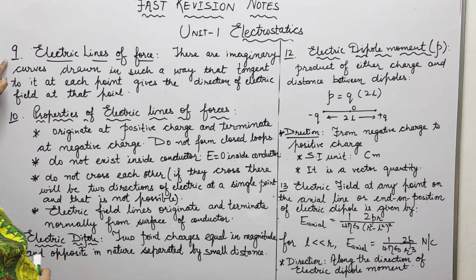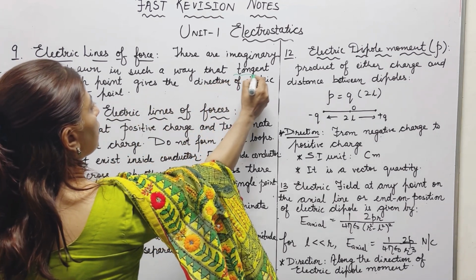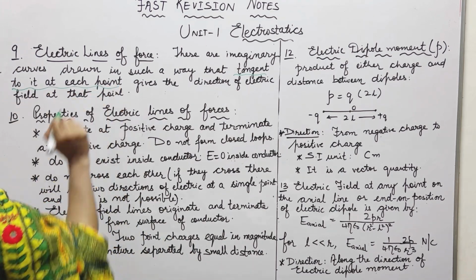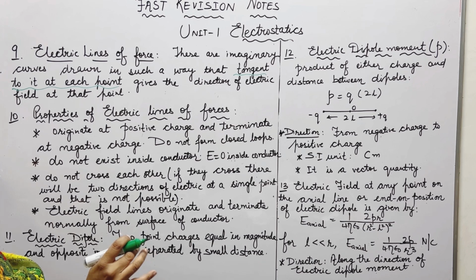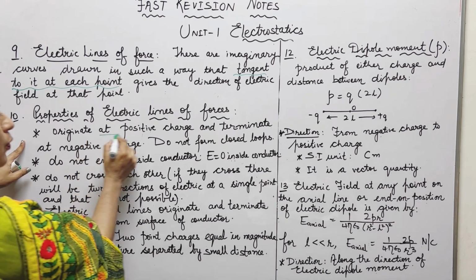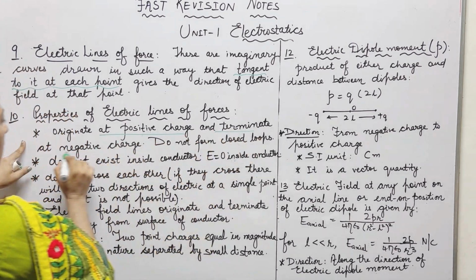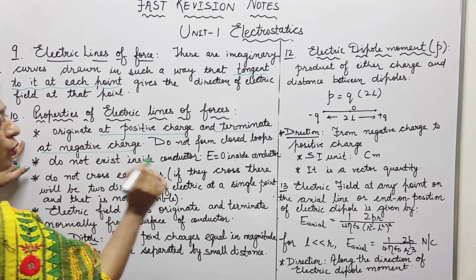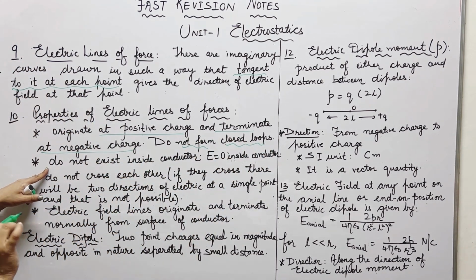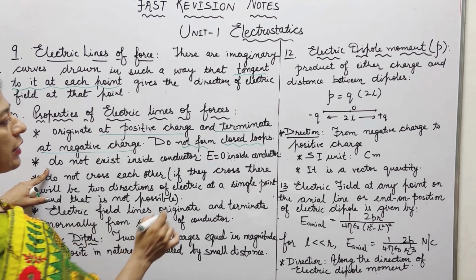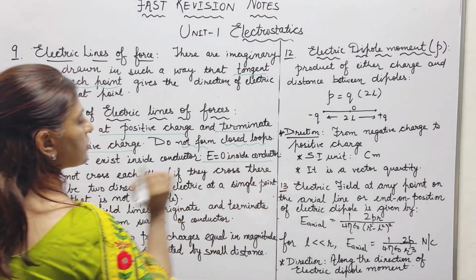Now the ninth point is about the electric lines of force. These are imaginary curves that are drawn in such a way that the tangent to it at each point gives the direction of electric field at that very point. They originate at positive charge and terminate at negative charge. So they do not form closed loops. They do not exist inside the conductor. It means electric field inside a conductor is zero.